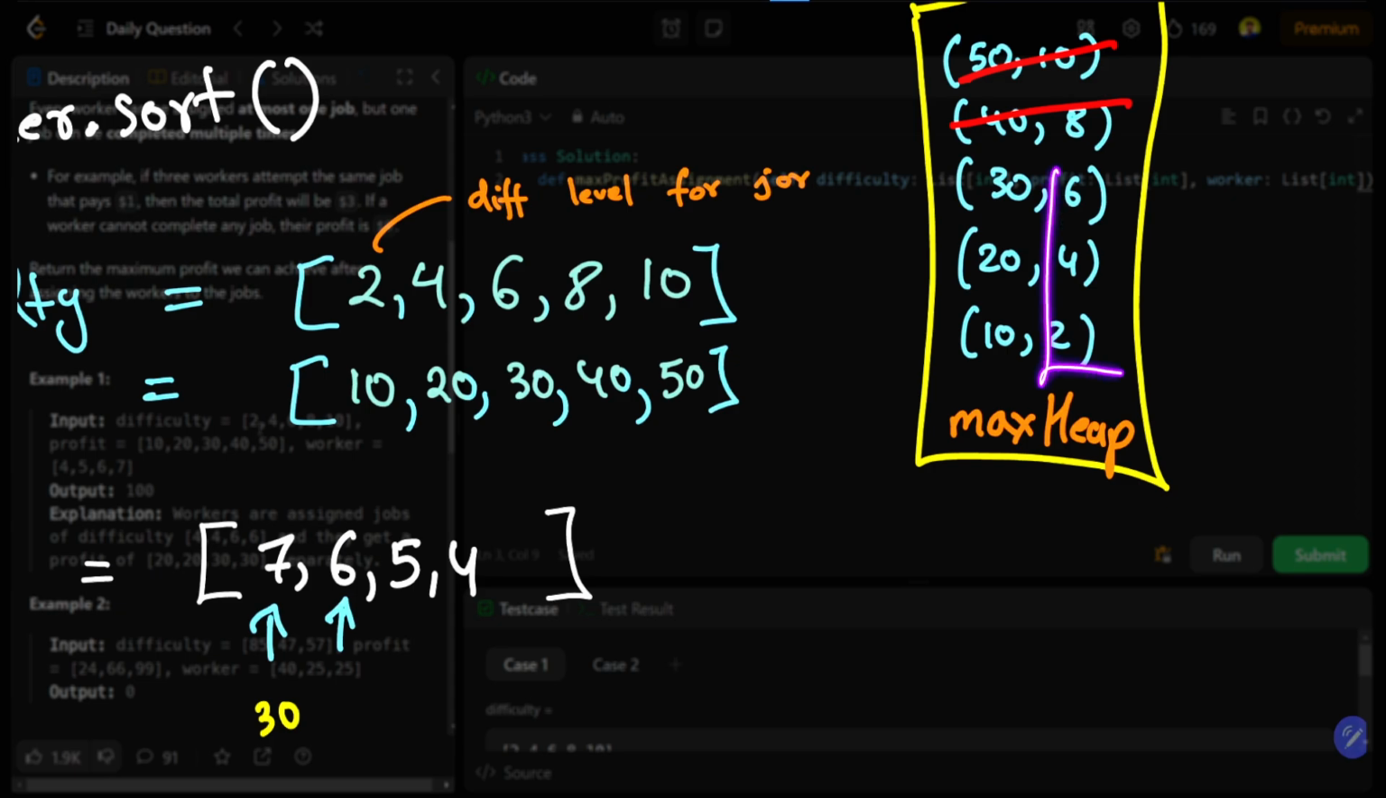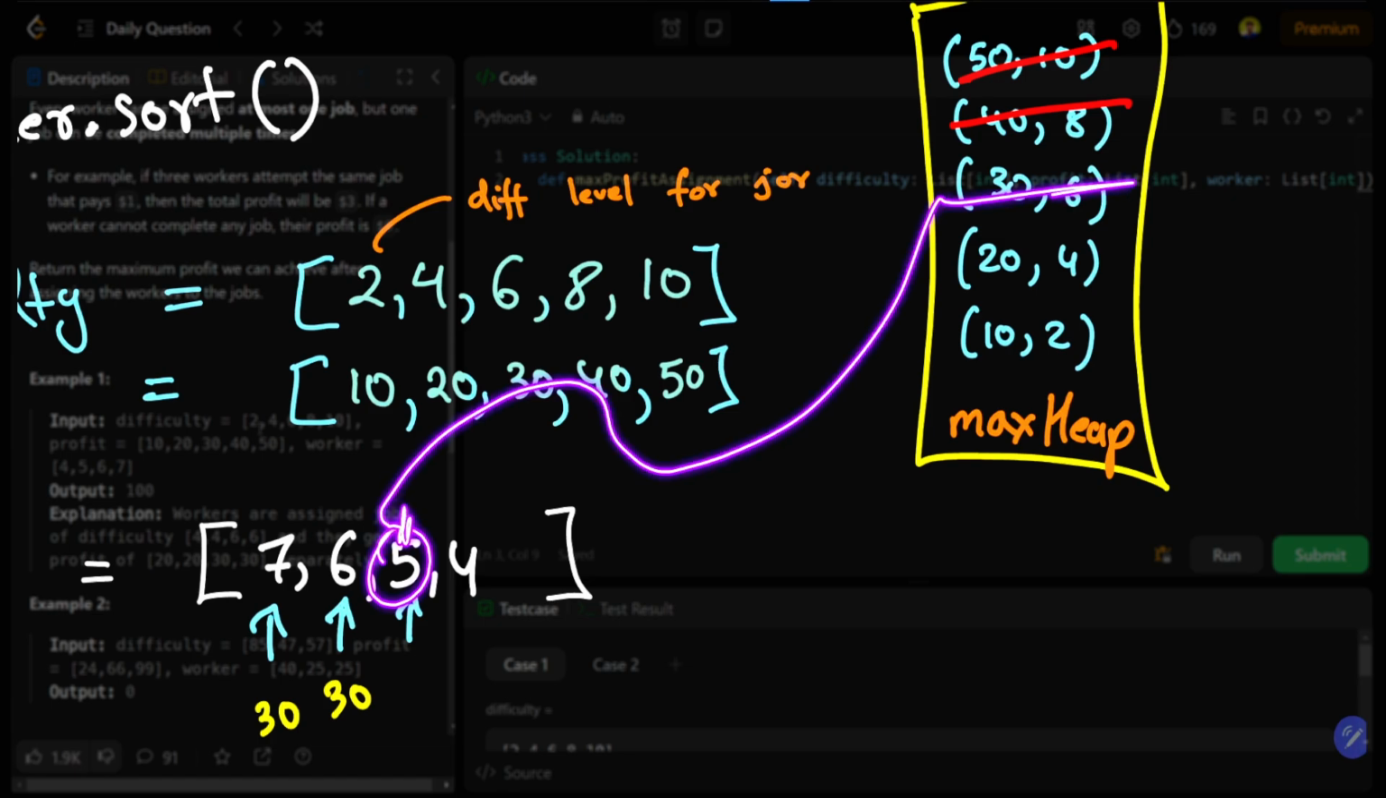So we will be checking over here. I'm using the max heap, so I won't need to iterate over this again. I can simply take the maximum from here. So this person can do this task as well. I'll say, okay, for this also profit will be 30. Now if I move my pointer to the next worker, its difficulty level is 5. It cannot do this task, but it can do this and this. So I can remove at least this task. I just need to check for this alone.